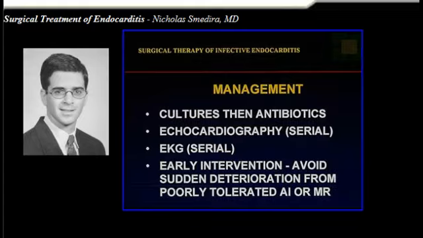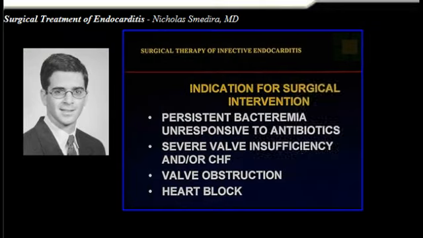You have to look closely for conduction abnormalities. The progression from a normal PR interval to first-degree AV block is suggestive that you have an abscess forming, so you have to look closely. And then early intervention is important. You avoid the sudden deterioration and end organ injury, which Mehmet talked about earlier, from poorly tolerated aortic insufficiency or mitral insufficiency. Now, what are the indications?